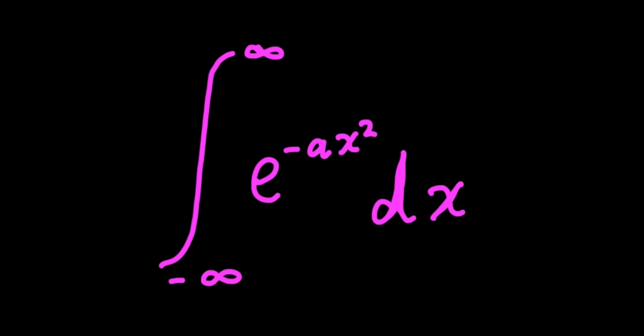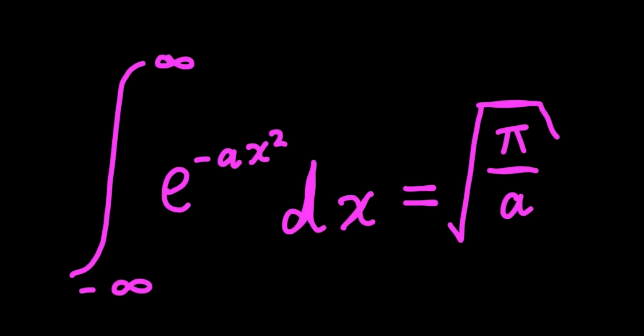Let us evaluate this very famous, very popular, very well-known integral, the Gaussian integral. Now, this is one you will encounter in many contexts like statistics and physics. It is a very important and very useful integral. And if you don't already know, it evaluates to, spoiler warning, the square root of pi over a.